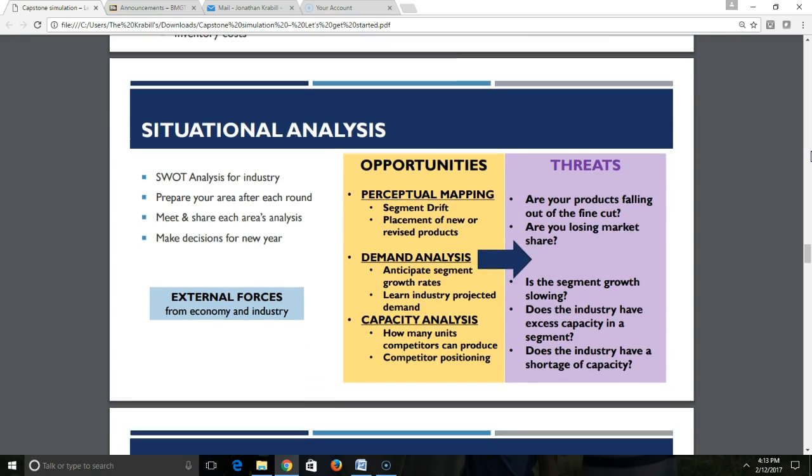Go back to situational analysis. From an external standpoint, it's just a SWOT analysis. That's all we're looking at. What opportunities are out there? This is where that segment drift and Capstone Courier are really going to come into play, because they're going to give us a good lay of the land about where the industry is going and where we could be spending our money. And then lastly, threats.